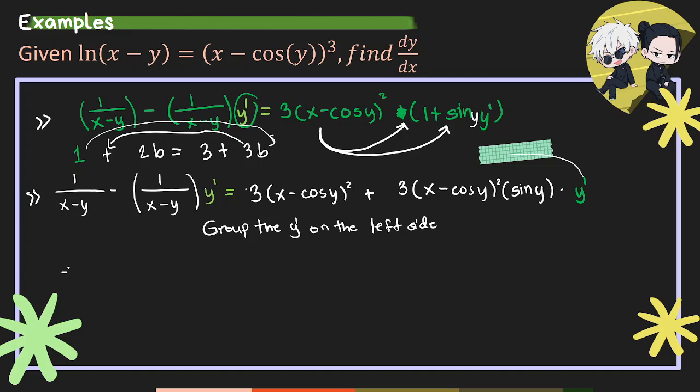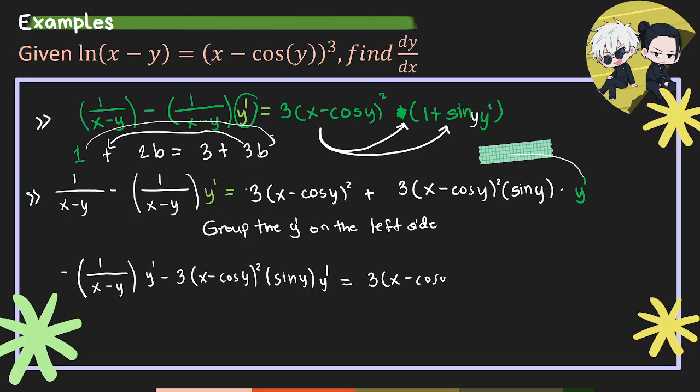Okay. So we will have negative 1 over x minus y prime. Then lilipat ko to. I will have negative 3x minus cosine y squared multiply to sine y times y prime. No? Then this is equal to 3x minus cos y squared. Then I'm going to replace this one to the other side. So I would have minus 1 over x minus y. So what do you think is our answer?